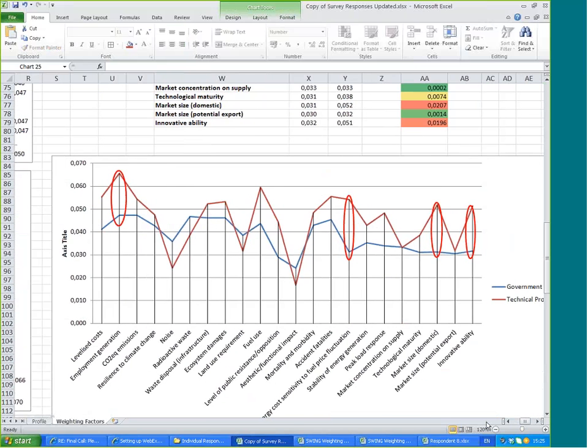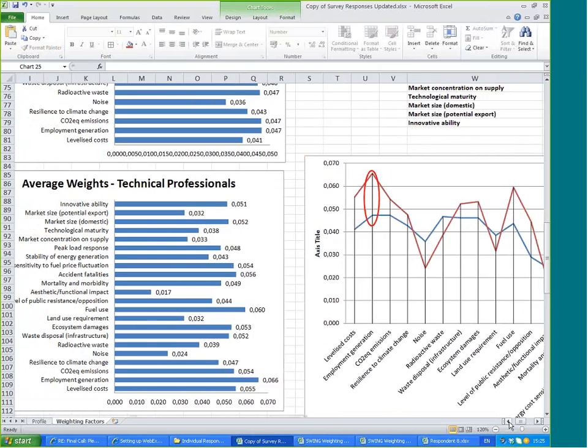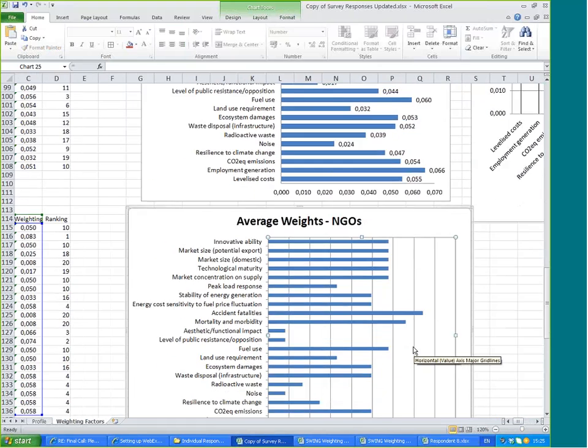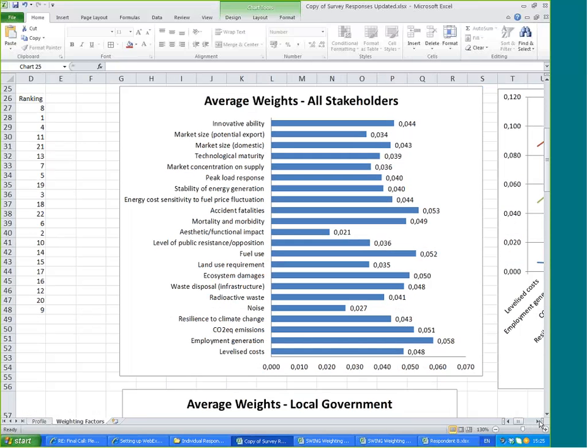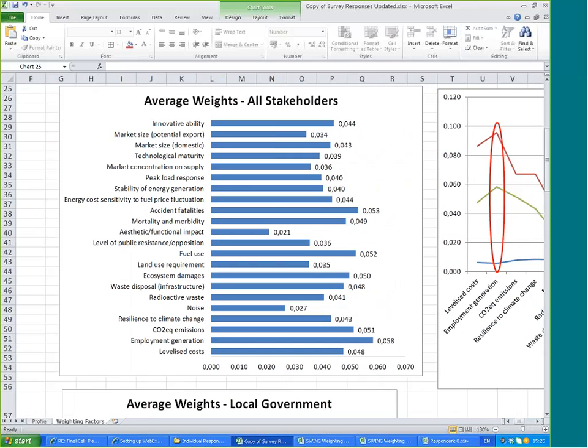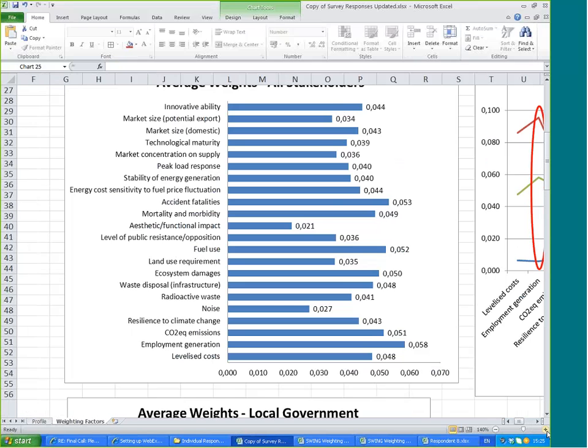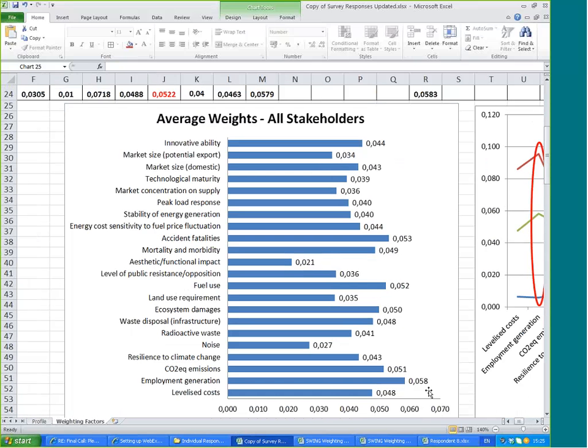Okay, let me then show you two graphs here. One is the average graph of all stakeholders. This is the final. Those are the average weights of all stakeholders. I hope you can see that. Yes. And you can see that employment generation is the highest valued criterion. And aesthetical impact, obviously, you can see is the lowest ranked criterion.